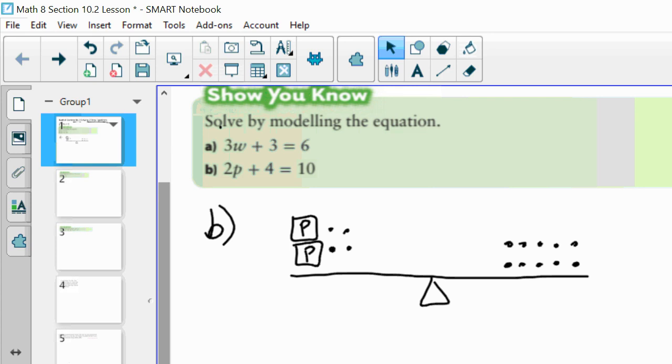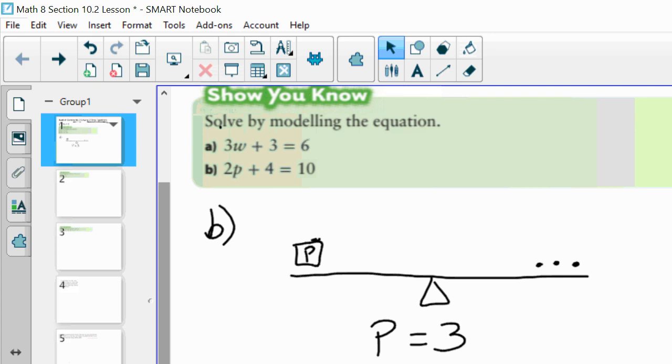I want to find out what one of these boxes P is equal to. So I take away 4 counters from my left side, and I take away 4 on my right side. So I do the same thing on both sides, and my teeter-totter would remain balanced. Now I want to get rid of one of these P's, which is half of the amount. I don't know exactly how much that would be, but it's get rid of half. So I get rid of half on the other side, or I'm dividing it by 2. Now I'm left with P is equal to 3.